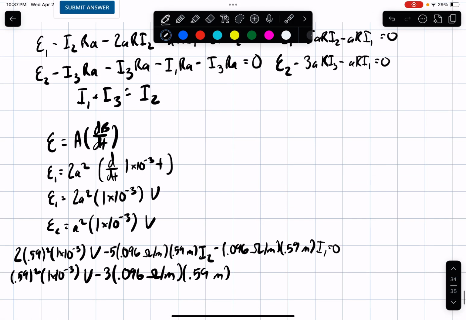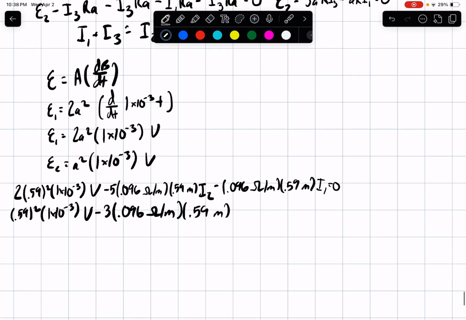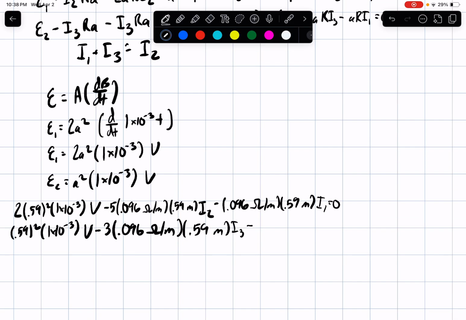So 3AR and I3, and then minus, so it'd be 0.096 ohms per meter times 0.59 meters times I1 equals 0. Just as a refresher, the ohms per meter times meters would result in ohms, and that's resistance, times your I, which would be current. That's why it would be voltage.